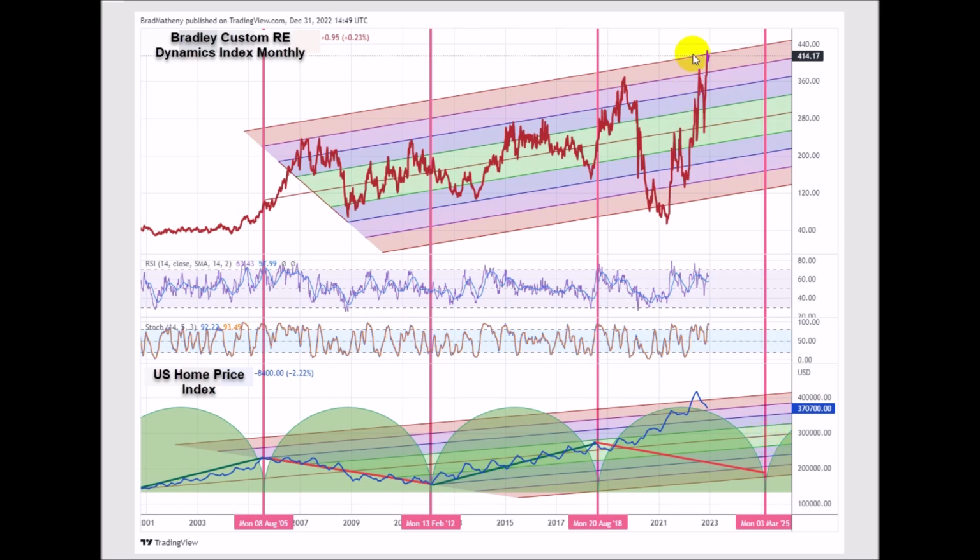And that would mean that we would potentially stay in this elevated, hostile environment, maybe another year, and then start to weaken before we find some sort of a base or bottom back over here around the end of 2024, beginning of 2025.